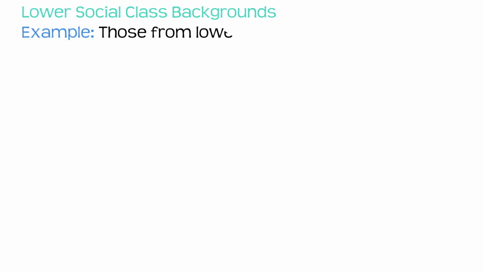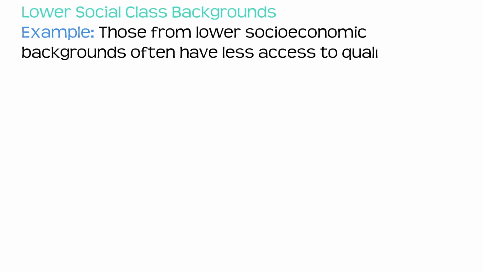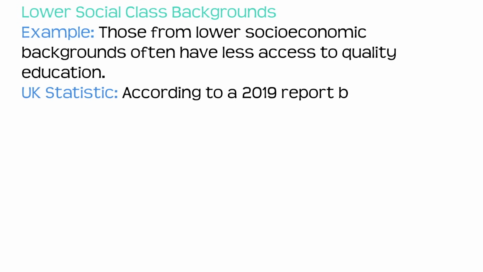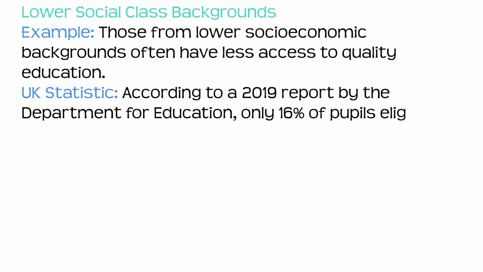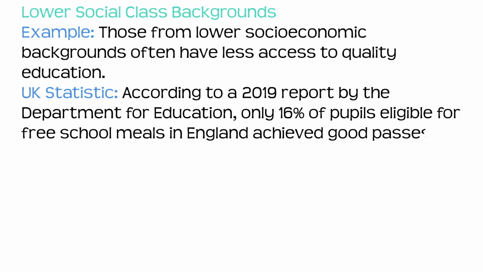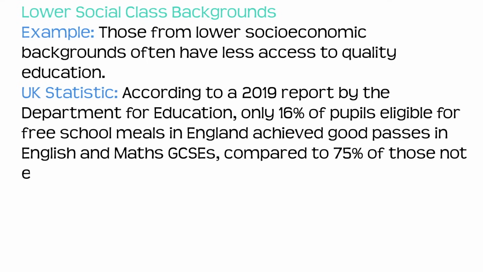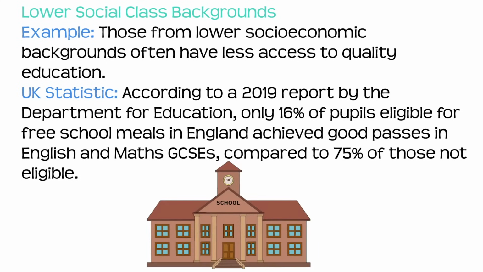Lower social class backgrounds. An example. Those from lower socioeconomic backgrounds often have less access to quality education. According to a 2019 report by the Department for Education, only 16% of pupils eligible for free school meals in England achieved good passes in English and Maths GCSEs, compared to 75% of those not eligible.